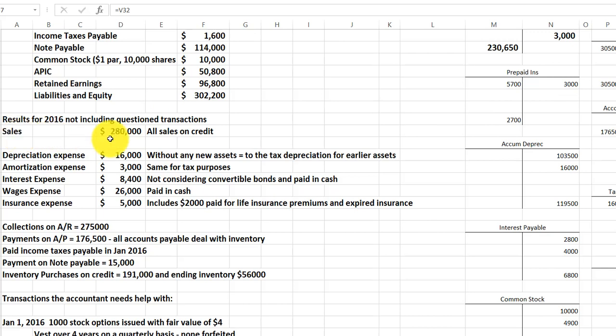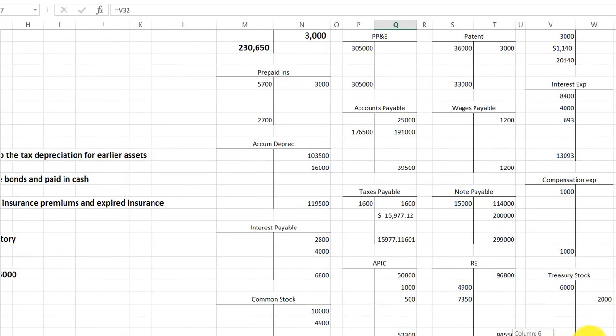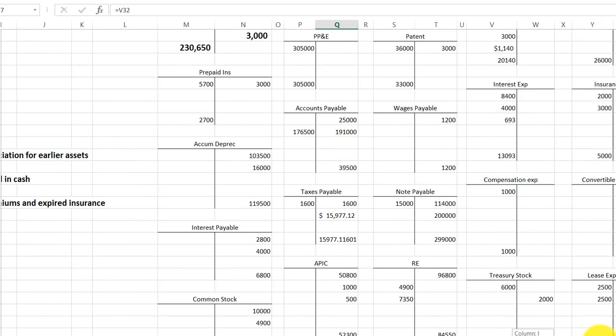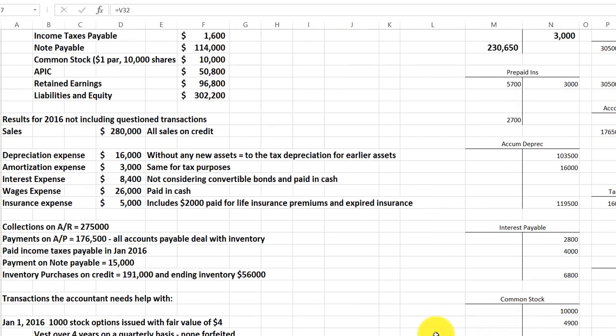So first, and I suggest you put these in T accounts like I'm showing you here, in order to make sure you keep track of all those. Of course, the balances from last year go in the T accounts first, then record sales: debit accounts receivable, credit sales. Depreciation expense: debit depreciation expense, credit accumulated depreciation.